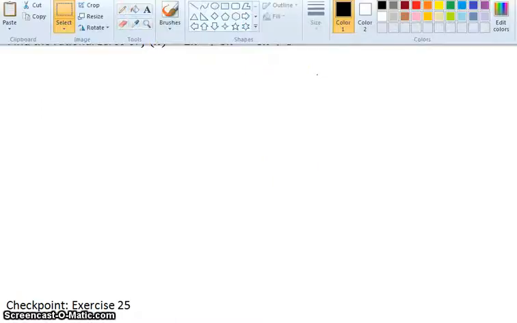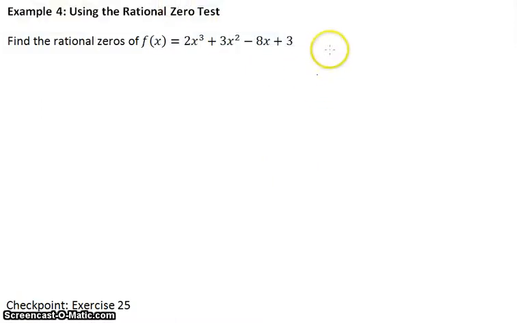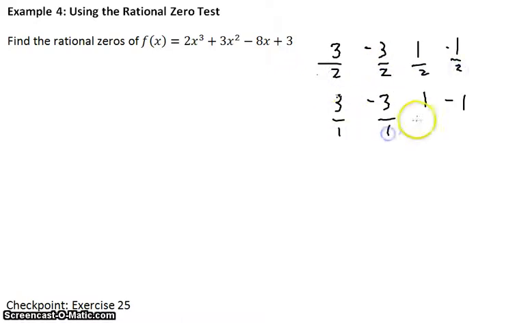So from the last part of this, we determined that all of the possible zeros would be 3, -3, 1, -1, and all of these would be divided by either 2 or 1. Based on all the factors of 3 and all the factors of 2, your constant term and your leading coefficient. I'm going to start with 1 to see what happens.